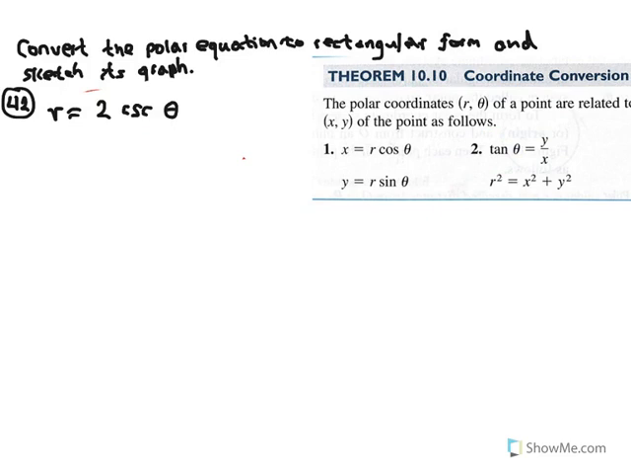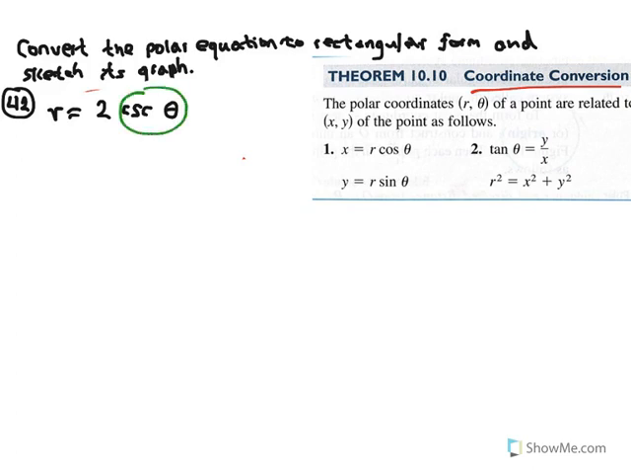Number 42, convert the polar equation to rectangular form and sketch its graph. It's easier to sketch this graph after you've converted the polar equation into rectangular form. And how do we convert this polar equation into rectangular form? By using the coordinate conversion formulas that we have.